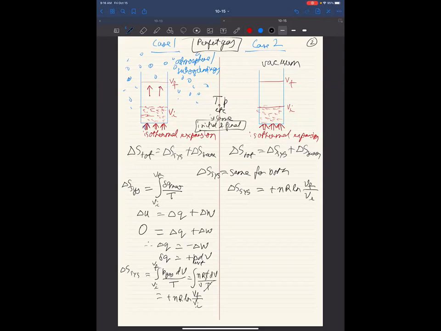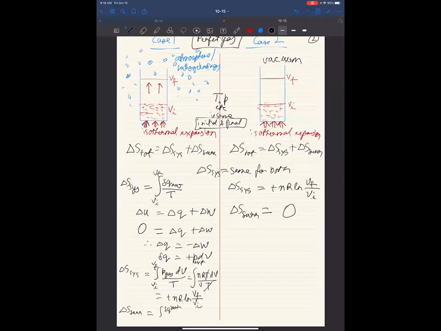Now let's think about delta S surrounding. What is delta S surrounding in the second case? Who said 0? Why? There is no surrounding. There is nothing, right? This is just 0. How about this one? Same idea. We have to calculate delta Q surrounding.